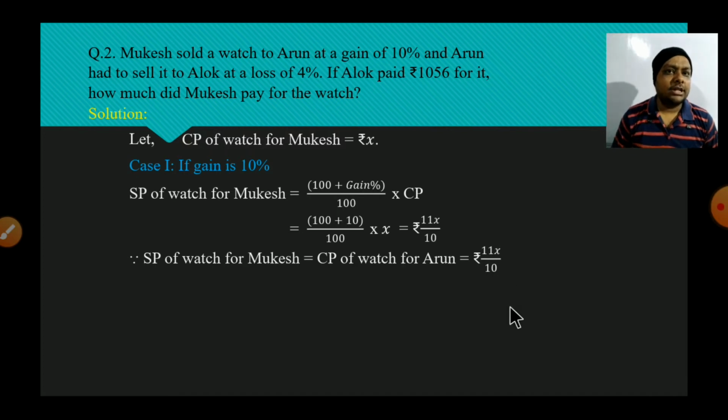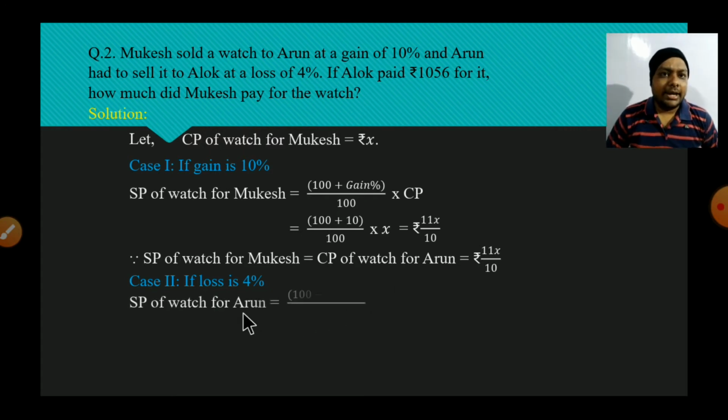Now again repeat the same process. Now in case 2, if loss is 4%, because Arun sold it to Alok at a loss of 4%. Okay dear. So again the same formula we will apply, but here we have to write minus loss percent, because in first case it is gaining and in second case it is losing. So let's put the value, loss percent given 4%, and CP we will write what? We will write CP of watch for Arun. So CP of watch for Arun is given, SP of watch for Mukesh. It means same 11X by 10, not X we will put here. So let's put the value 100 minus 4 by 100 into 11X by 10.